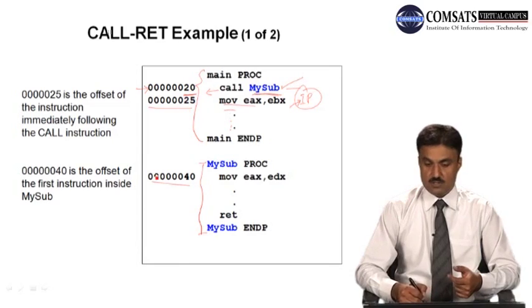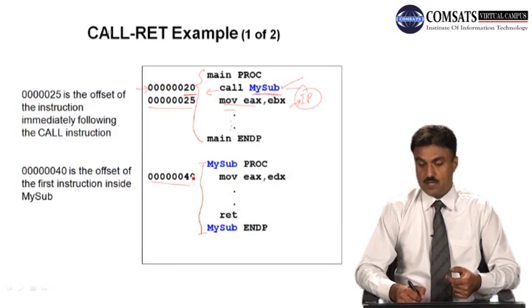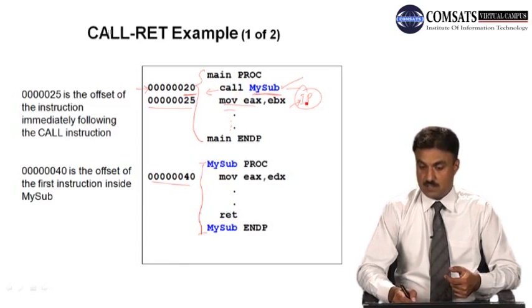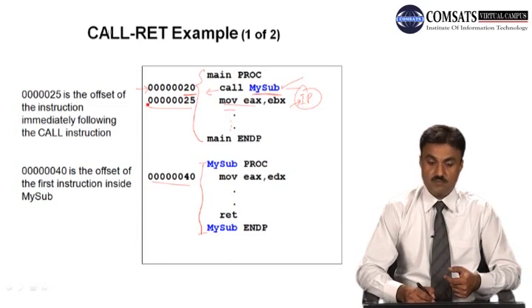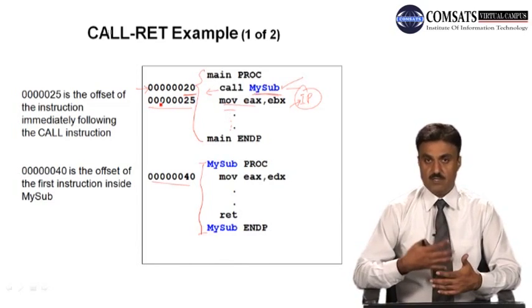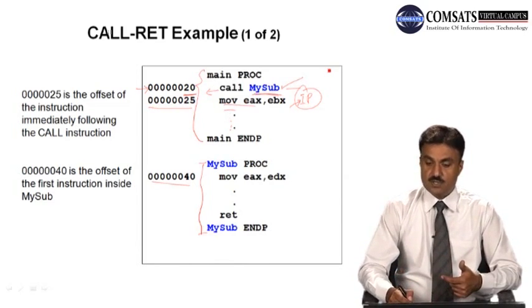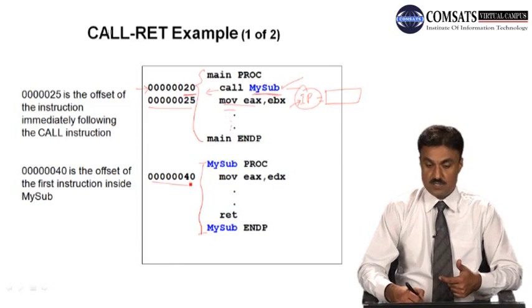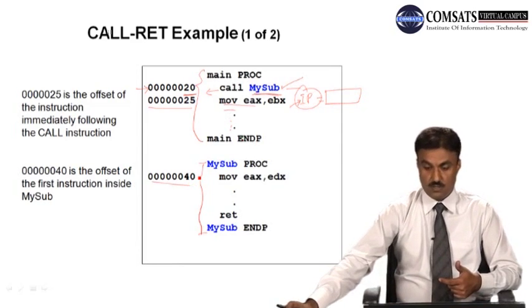So this is the address 0000, for example 0040. When we call, the instruction pointer has this address. So this address will be pushed onto the stack, and the instruction pointer is assigned a new value. This value will be the address of the first instruction inside the procedure that we are calling.